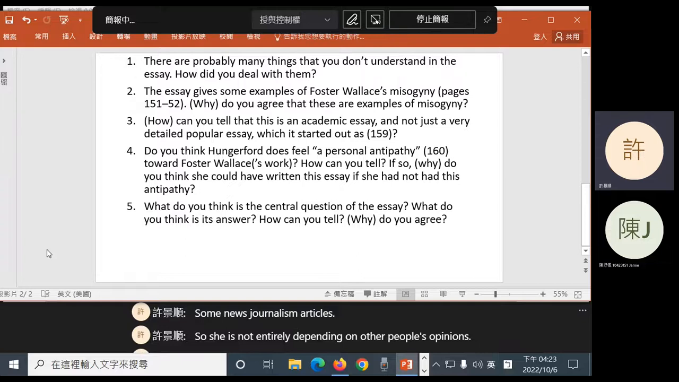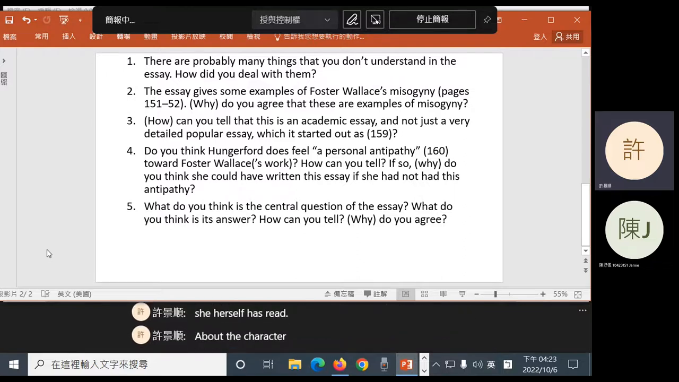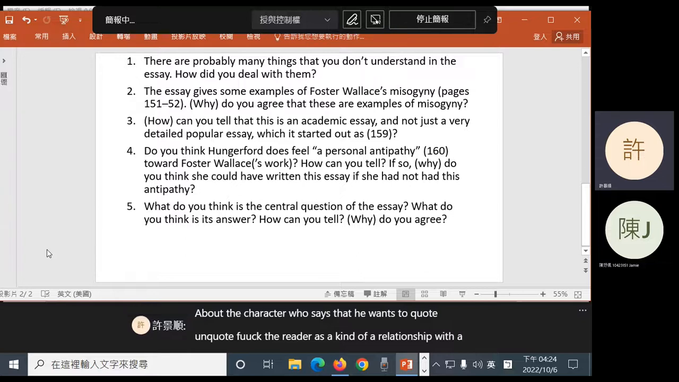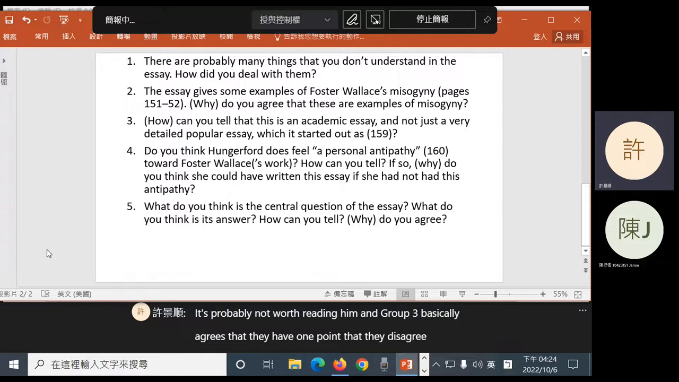And in fact, one key part of her argument is from a story that she herself has read about the character who says that he wants to quote unquote fuck the reader as a kind of relationship with a reader, as a metaphor, as a 比喻. And so this is her answer. It's probably not worth reading him. And group three basically agrees, but they have one point that they disagree with the author.